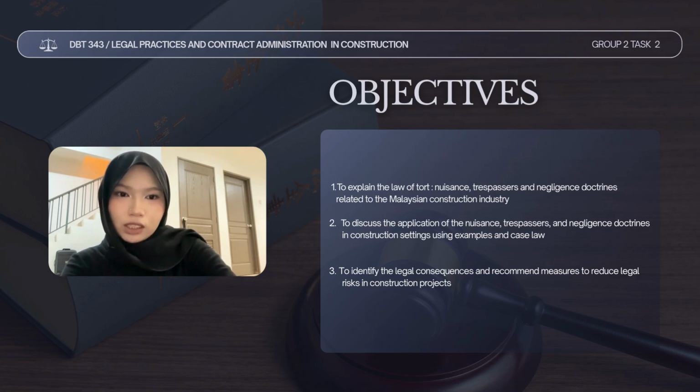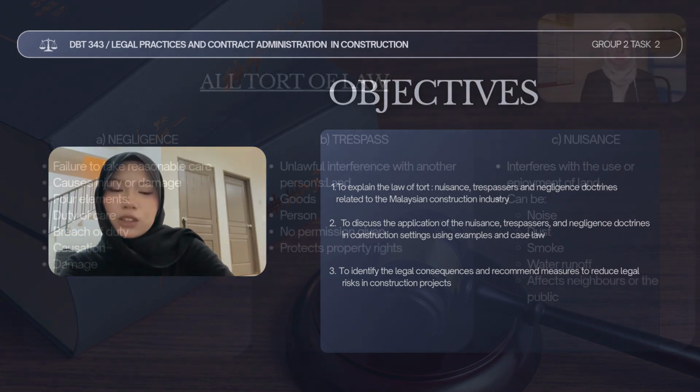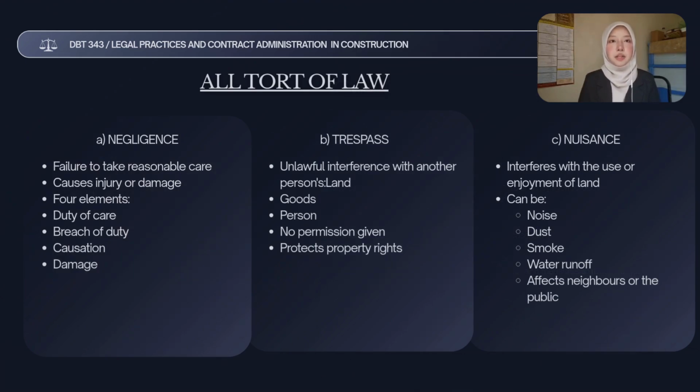For this task, the first is to explain the law of tort, nuisance, trespass, and negligence doctrines related to the Malaysian construction industry. And second is to discuss the application of the nuisance, trespass, and negligence doctrines in construction settings using examples and case law. And last but not least, to identify the legal consequences and recommend measures to reduce legal risk in construction projects.